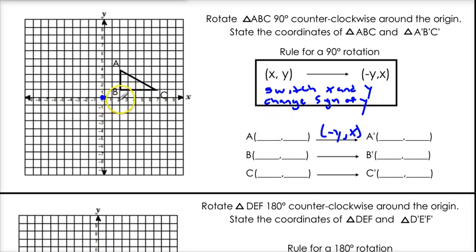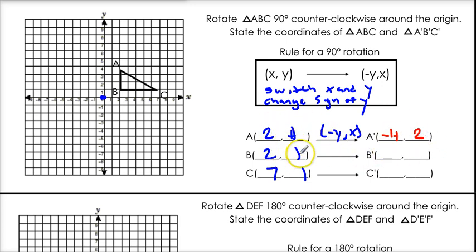A is at 2, 4. B is at 2, 1. And C is at 7, 1. All right? So let's just apply our rule now. We're going to switch them and change the value of y. So it's 2, positive 4. It's going to be negative 4 because it's negative y, 2. All right? X stays the same.